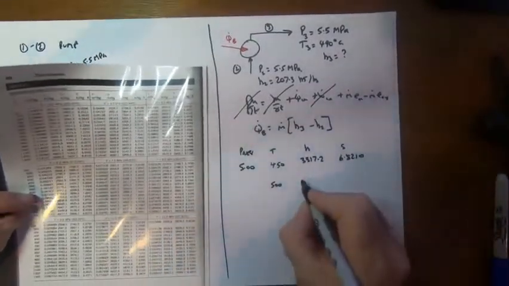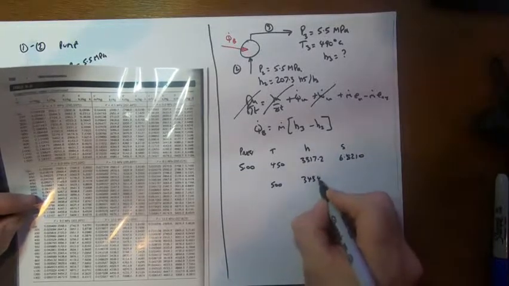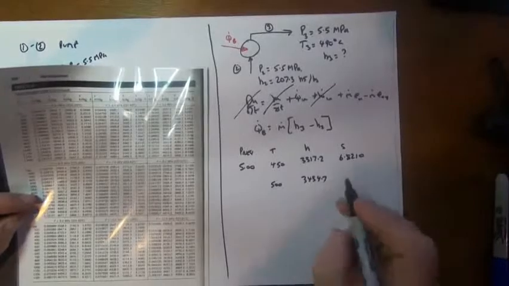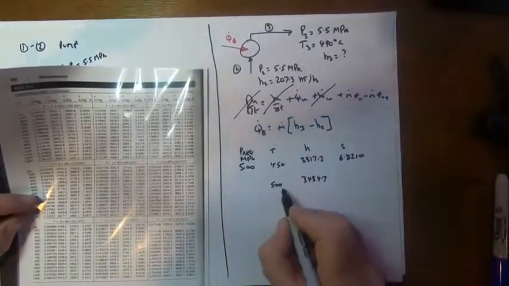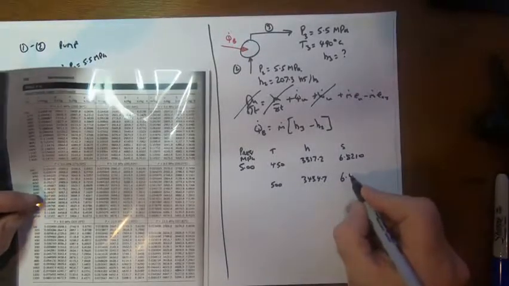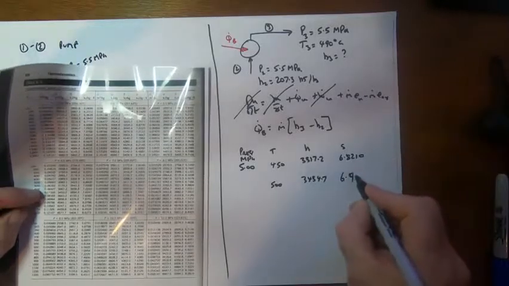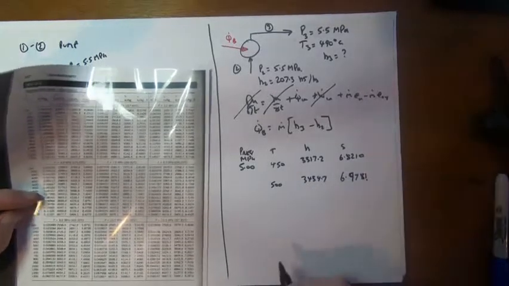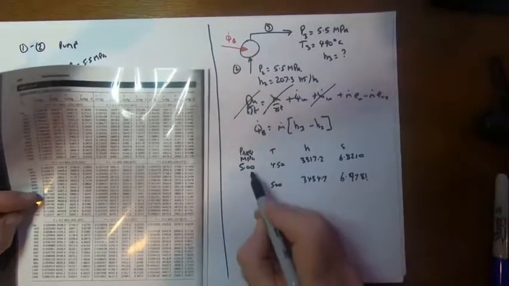Then I go to the 500 degrees C and I read the data off there. I have 3434.7 for the enthalpy at 5 megapascals and 500 degrees C, and I have an entropy value of 6.9781. And so I've got the data kind of blanketing the 490 at 5 megapascals.